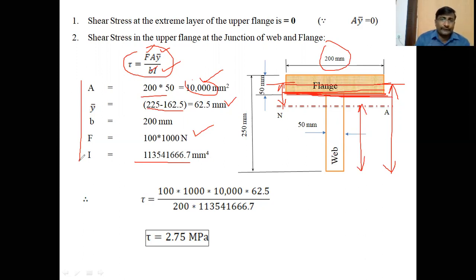So upon substitution of all the values, tau equal to F is 100 into 1000, area is 10,000, Y bar is 62.5, B value is 200 mm, I value is 11354166.7 mm power 4. Upon substitution of all the values, we get the shear stress as 2.75 megapascals in the flange. 2.75 megapascals in the flange at the junction. Clear, students?